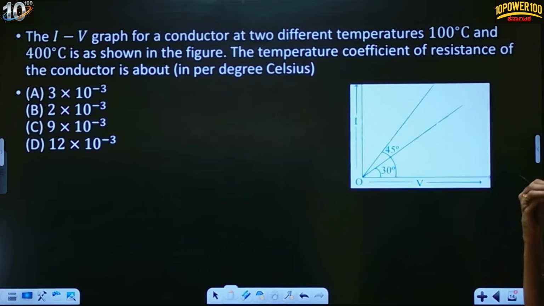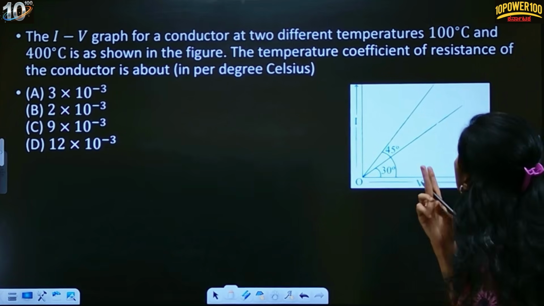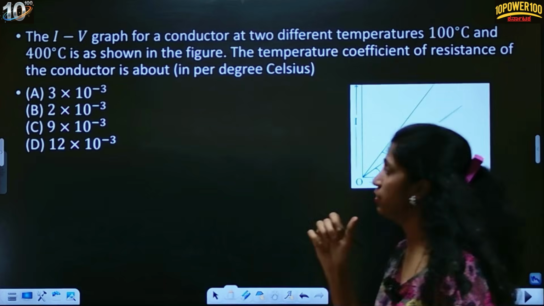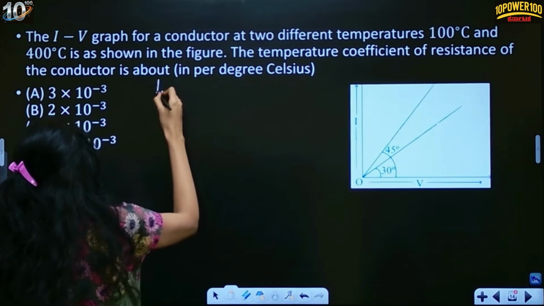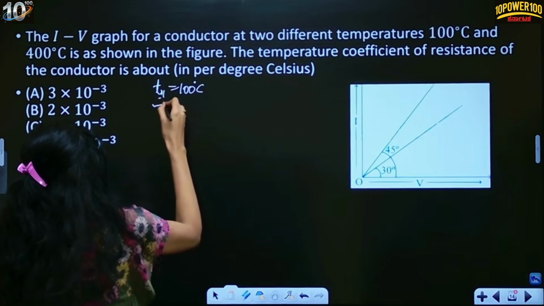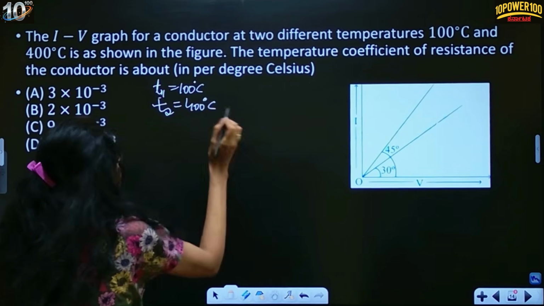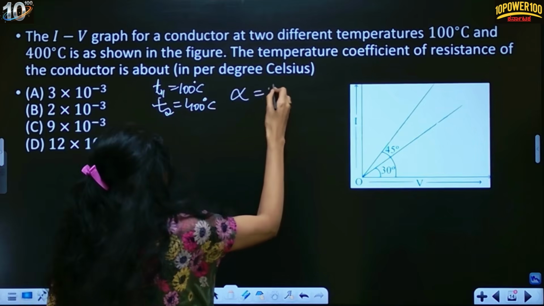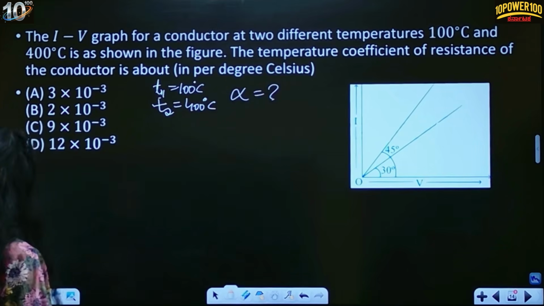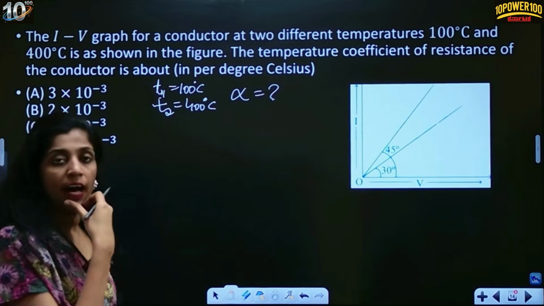So this is the temperature coefficient. The IV graph for a conductor at two different temperatures, 100 degrees Celsius and 400 degrees Celsius. So I'll take T1 as 100 degrees Celsius and T2 as 400 degrees Celsius. What's the temperature coefficient? Alpha is the question mark over here. Fine, so let us find out what R1 and R2 are.